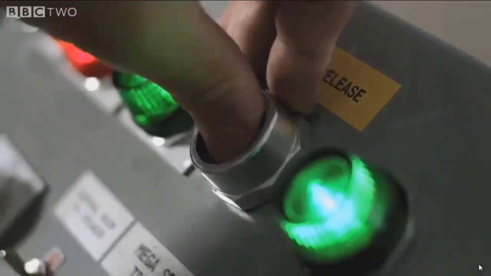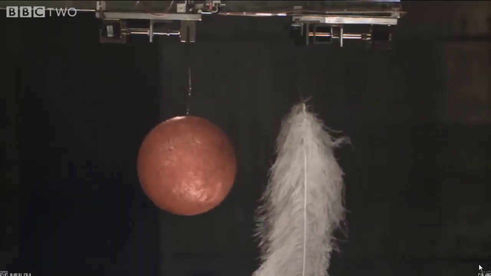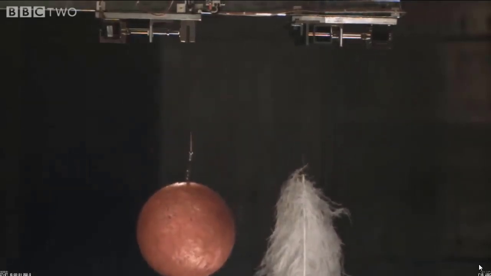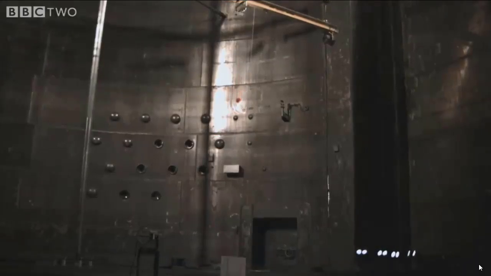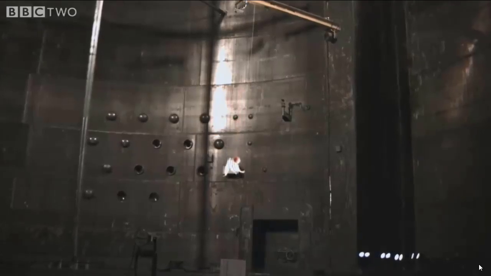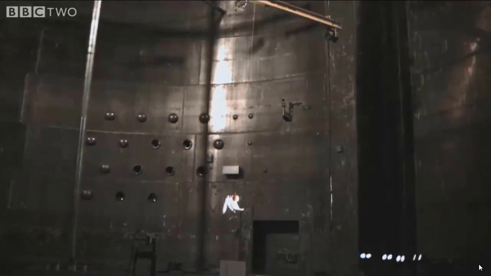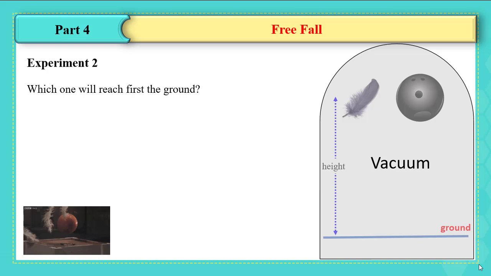The same experiment is repeated after evacuating the chamber from air. From the same position, the feather and the bowling ball are released. You can see their motions while it is shown in slow motion. Wow! Did you expect this result?